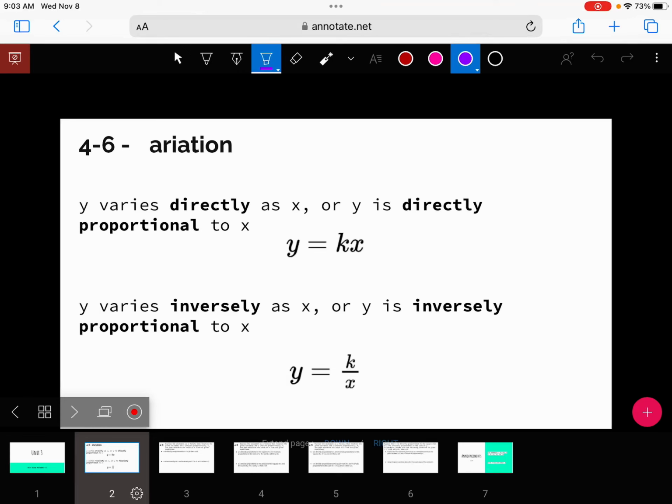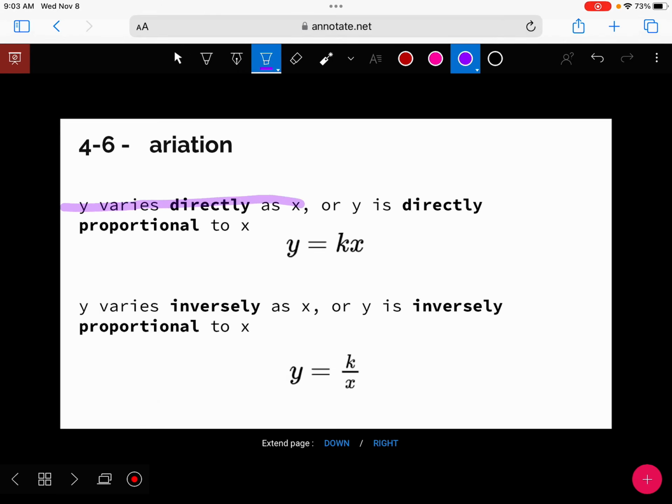Very simply, y varies directly as x, meaning y equals something times x, or y varies inversely, meaning y times the inverse of x, or times the reciprocal. So inversely means it's going to be in the denominator of the other side. Directly means they're directly next to each other. The k is just a constant, some number. And oftentimes we're going to be finding them.